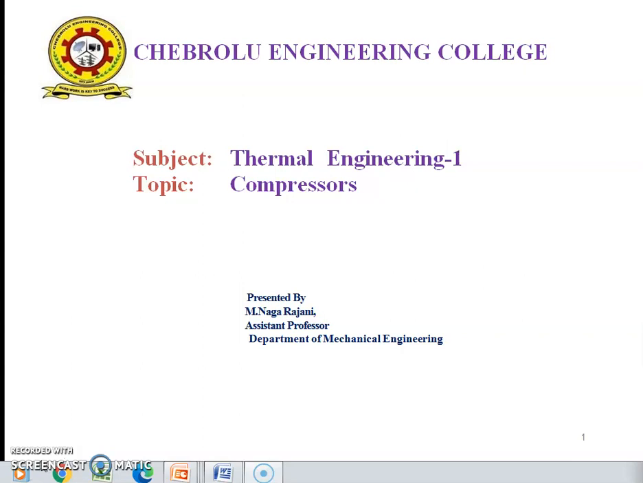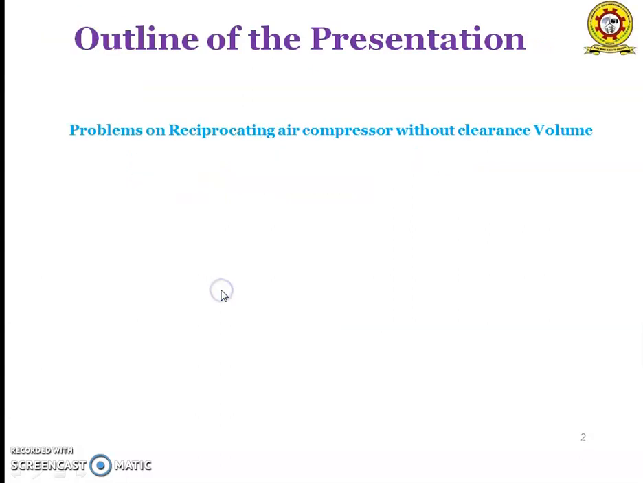I am dealing the subject Thermal Engineering 1. In that, the topic is compressors. The outline of my presentation is problems on reciprocating air compressors without clearance volume.